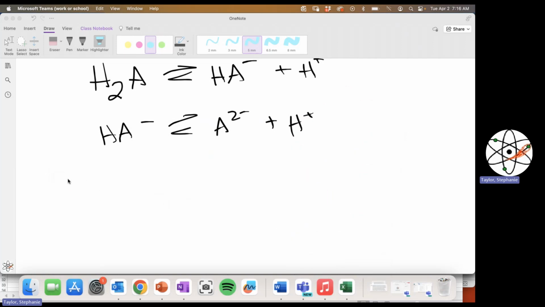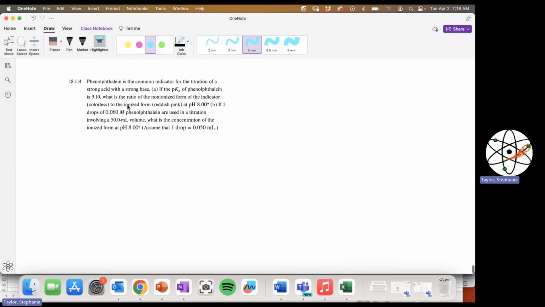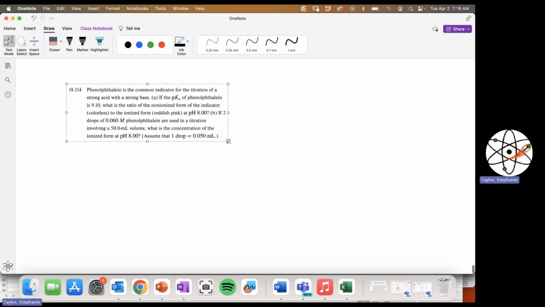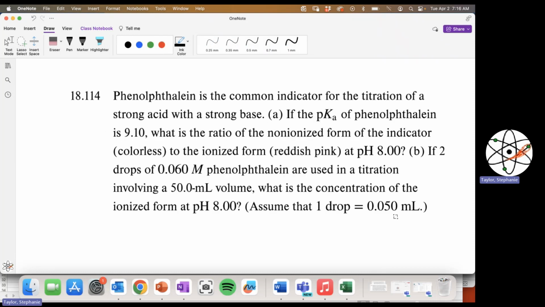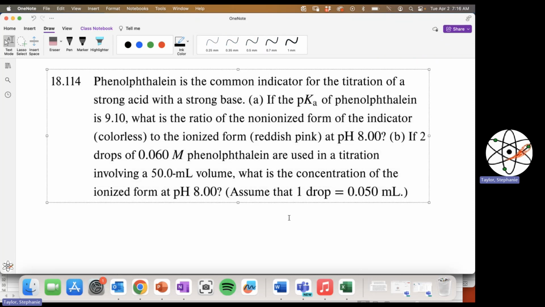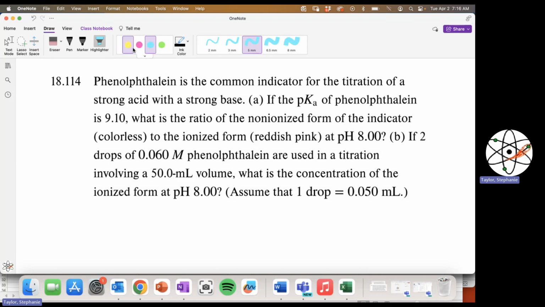The other problem was the book problem, talking about phenolphthalein. The reason why I wanted to do this one second is, 1, this is going to take some more math, but 2, I always like to talk about, if we have a book problem, why did we assign this book problem? We assigned this book problem because something people don't often think about is indicators are acids and bases of their own accord. So that's why phenolphthalein has its own pKa.